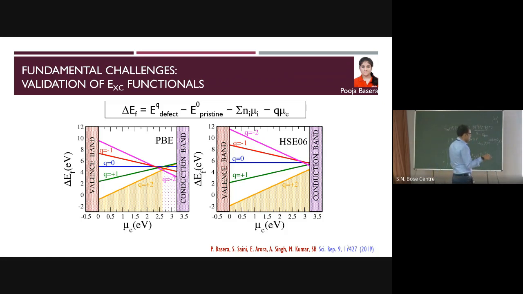Now, if you do it at the level of PBE, and if you plot the formation energy here, you see that once you are talking about a p-type dopant, up to this point the +2 charge state is the most stable one. But later on, once you are talking about an n-type dopant, the -2 charge state is the most stable. To do the same with, say, HSE, then -2 is not at all stable. It is all +2. So there is a clear discrepancy.